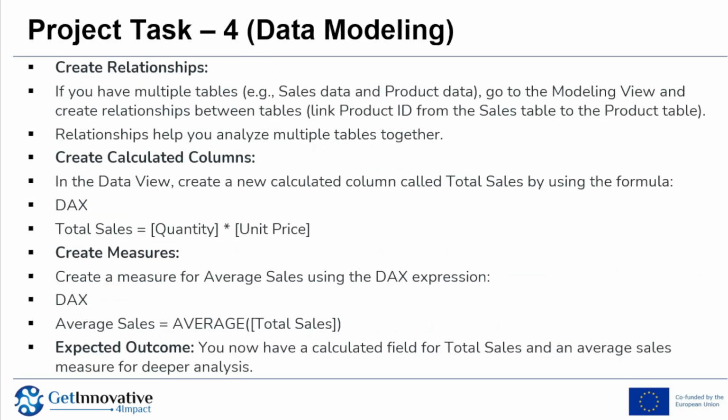The next task is data modeling. Here we are going to create relationships between multiple tables. This is very important to analyze multiple tables together. Here we can also create calculated columns. In the data view, there is a calculated column called total sales, created by using a DAX formula. We can also create measures, for example a measure for average sales using a DAX expression. The outcome will be that different fields will be visible.